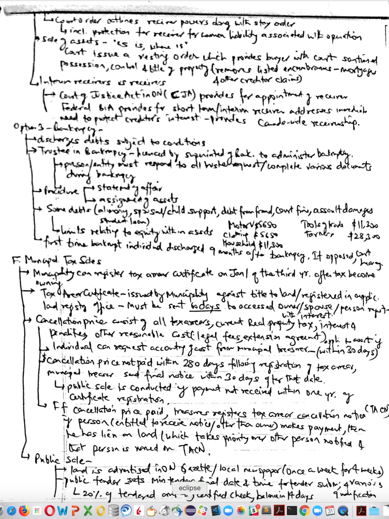If opposed, including for other reasons beyond the scope of the text, a court hearing will be required. The court will either provide an absolute discharge, a conditional discharge, or a suspended discharge.